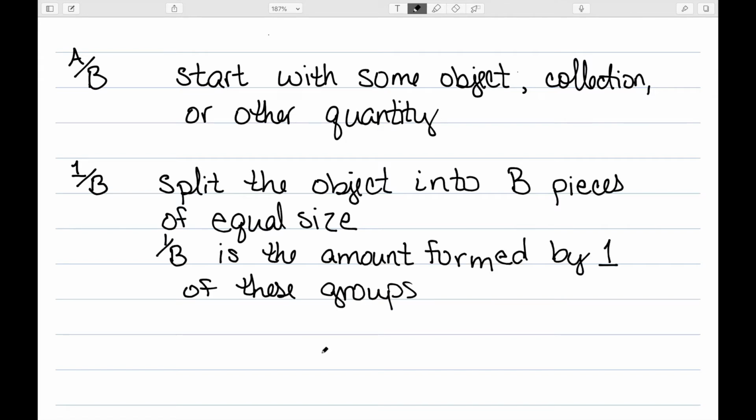1 over b is then defined to be the amount formed by one of these groups. So once I break them up into b pieces of equal size, looking at one of those pieces tells me what 1 over b is. a over b is then a pieces of size 1 over b. So now that we have our idea of 1 over b, the number on the top of the fraction tells me how many of those pieces we have.